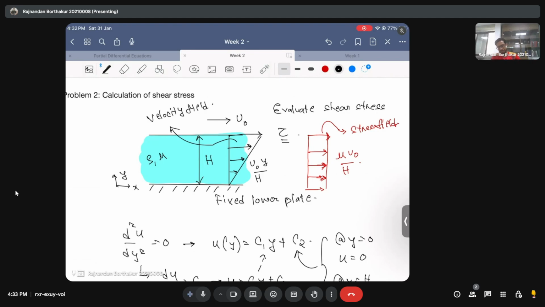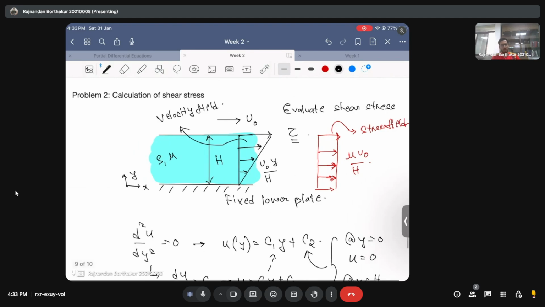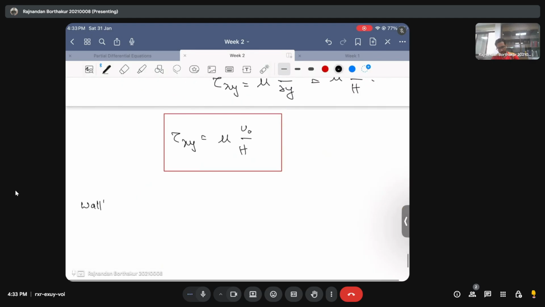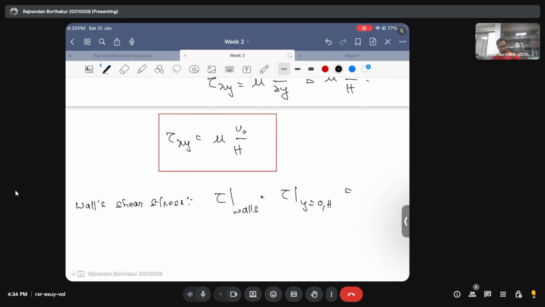So you can see that your stress is constant, and sometimes there's also one more thing known as the wall shear stress, which is your tau evaluated at the walls, which in this case is tau at y equal to 0 and h. You can see that this is anyway going to be equal to mu times u naught by h, because you know that your stress is constant throughout.